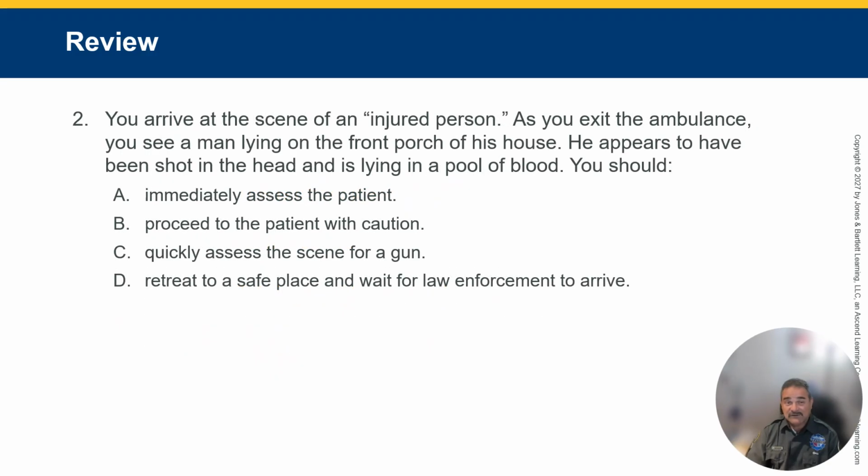You arrive at the scene of an injured person. As you exit the ambulance, you see a man lying on the front porch of his house. He appears to have been shot in the head and is lying in a pool of blood. What should you do? On the porch, shot in the head, pool of blood. Injured person. That doesn't tell you anybody else is there. It's just you.